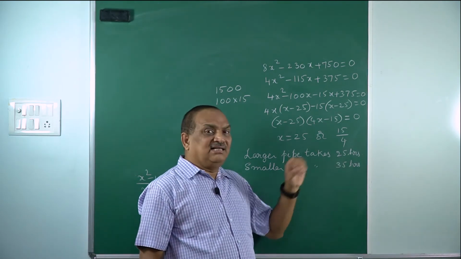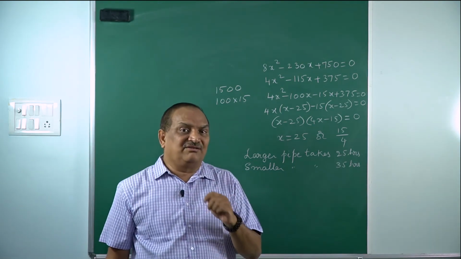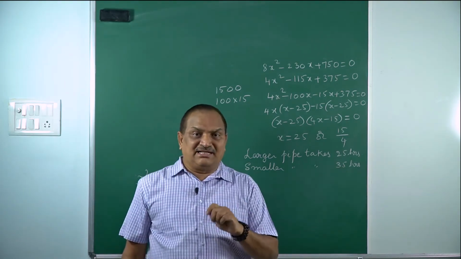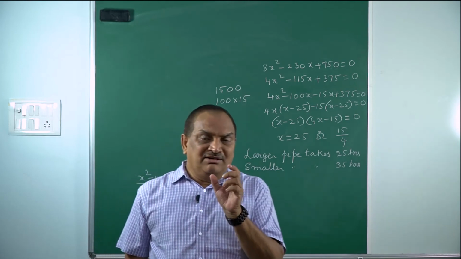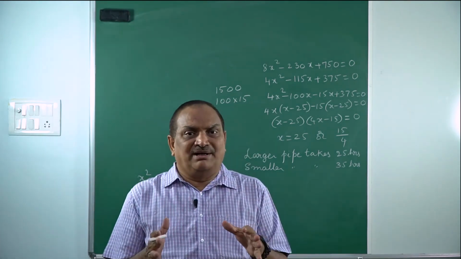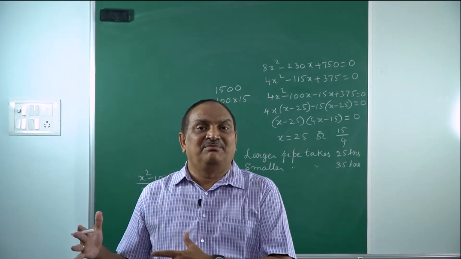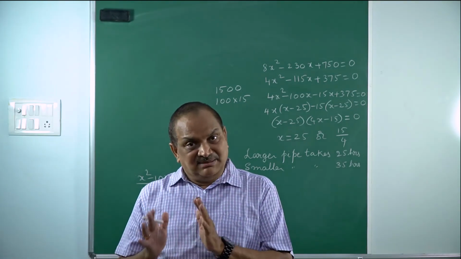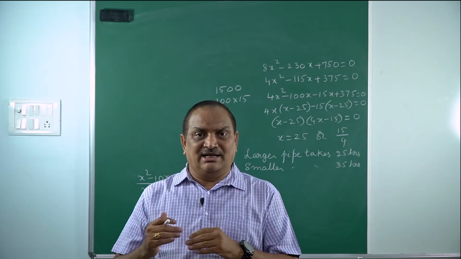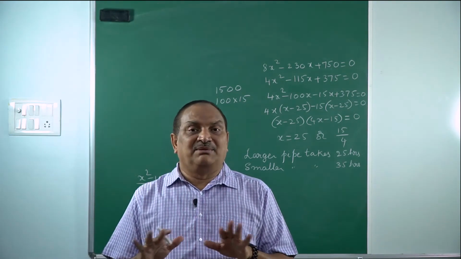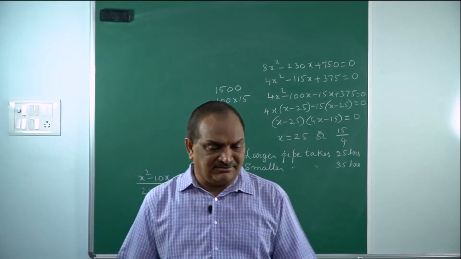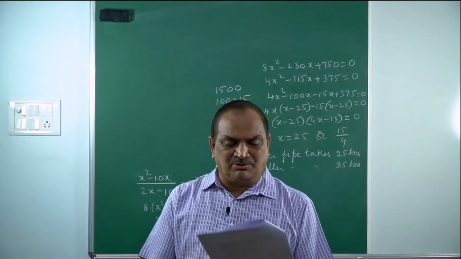In 1 hour, what can this do? 1 by 25. In 1 hour, what can this do? 1 by 35. Now, in 1 hour, if both are open, what part of the tank can be filled? 1 by 25 plus 1 by 35. Simplify that. Whatever answer you get, take the reciprocal; that much time is needed for both of them if they are working together. Okay, that's an easy proposition.